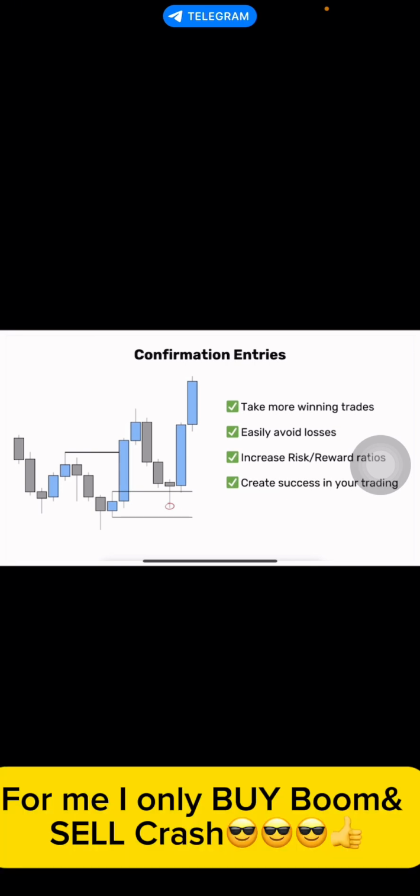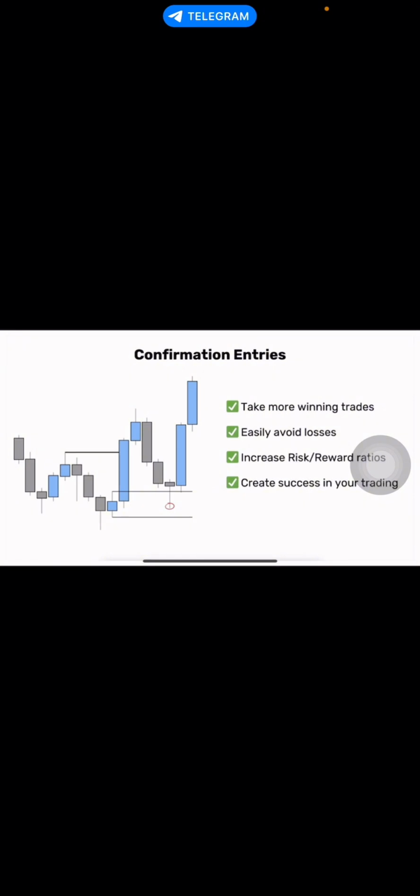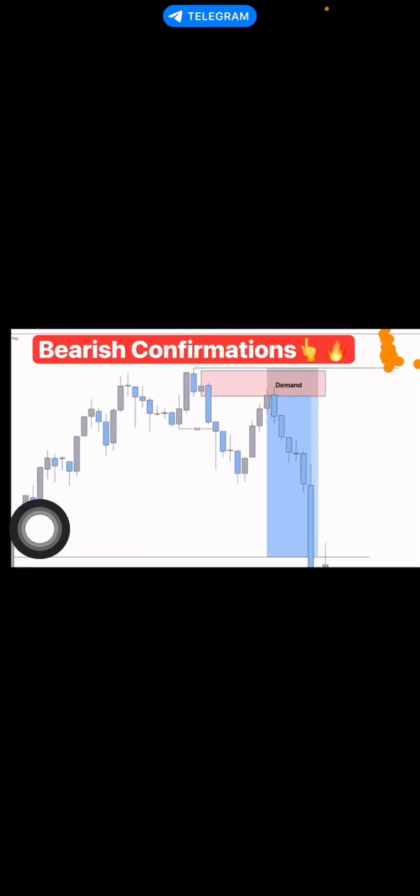But with this new updated version of the strategy, you can be able to buy Boom and sell Boom, sell Crash and buy Crash. That is the update I want you to understand. We have a new order. And another thing, it creates success in your trading. Whenever you are relying on this kind of trading setup, it will always give you what you want from the market. So now let me check the bearish confirmations on the chart.